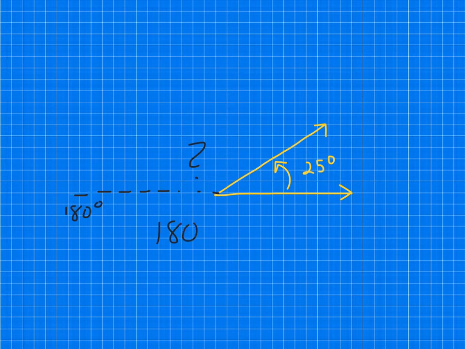So if we find the difference of 180 and 25, we get 155 degrees. So the supplement to a 25-degree angle is 155 degrees.